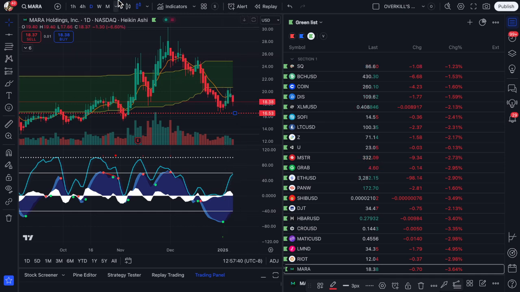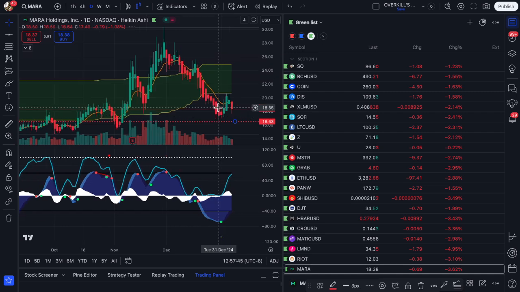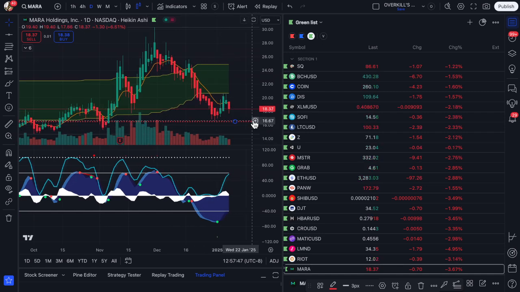But that got rejected right there on the golden zone, so be careful about that, and be careful about that red dot on the monthly. You absolutely must have a stop loss on Mara at 16.50.